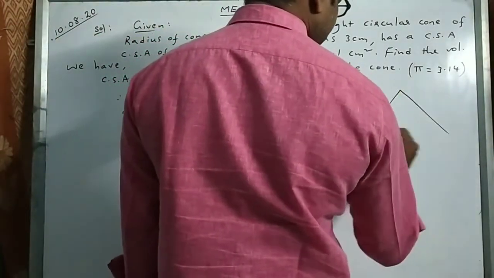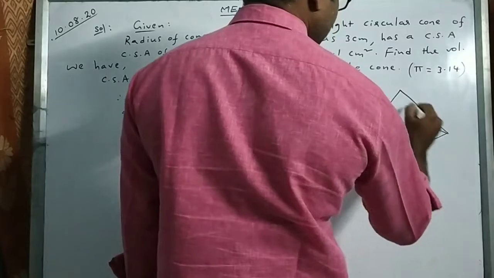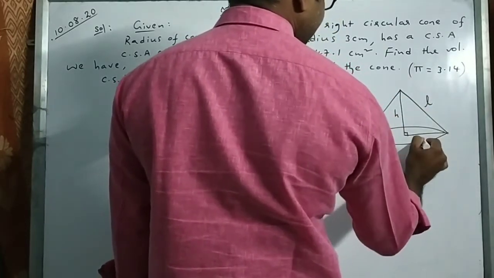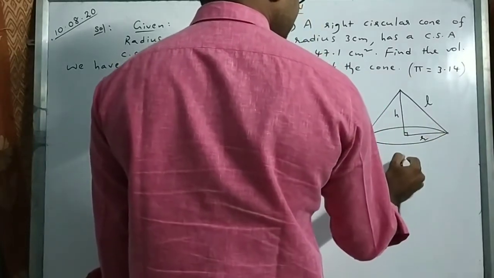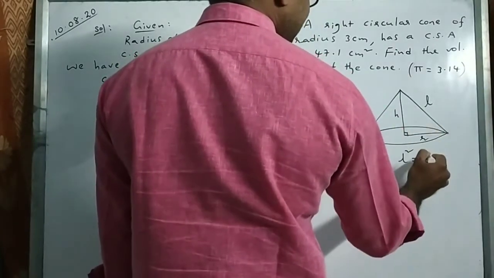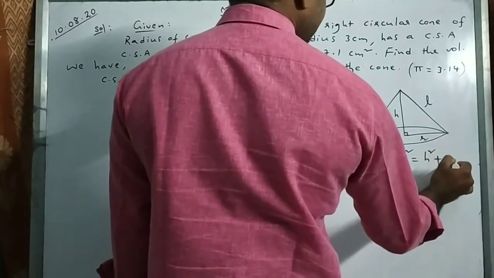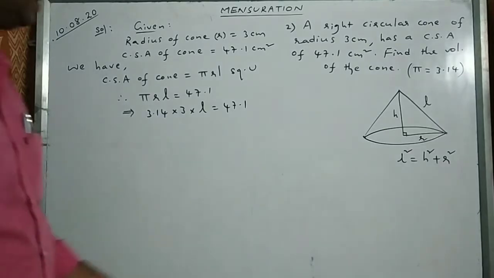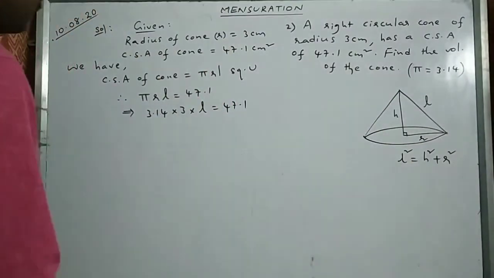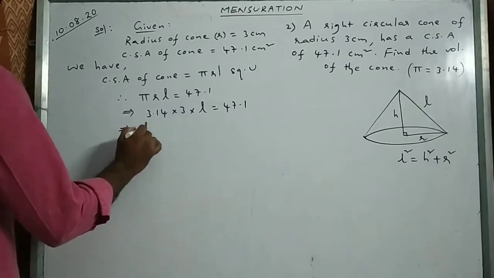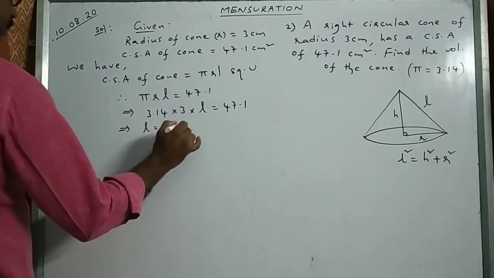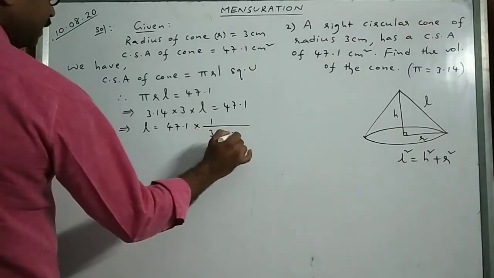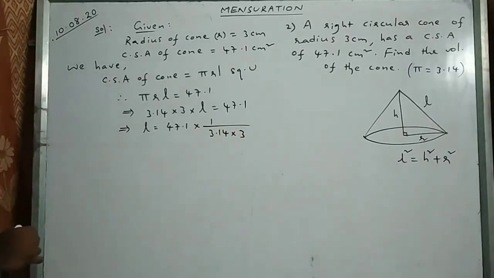So conical portion, right circular cone. This is vertical height, slant height and base radius. And we have one relation also. Relation between L R H is L square equal to H square plus R square. Remember that formula. So I want L from here. L equal to 47.1 into 1 by 3.14 into 3, right?